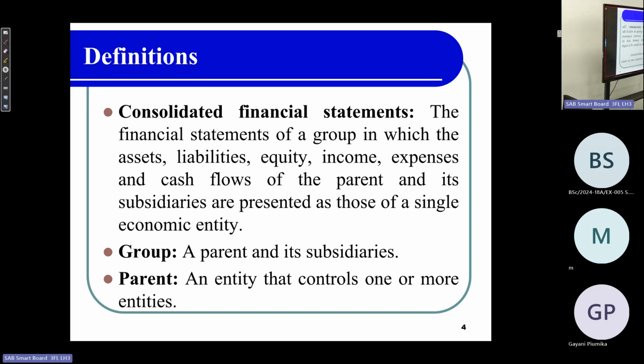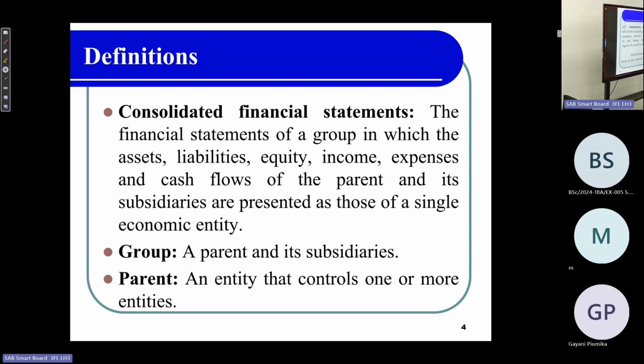Group is the parent and all its subsidiaries. For a group, we can prepare one financial statement. So the group becomes a reporting entity. Right? Group is a reporting entity as well, as in the conceptual framework.